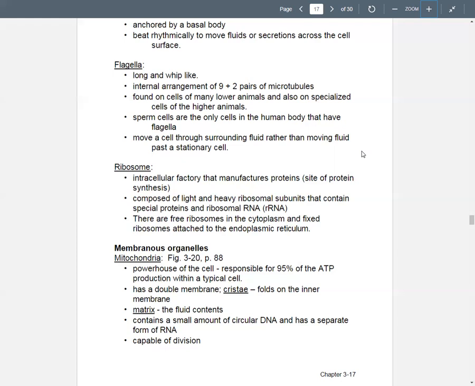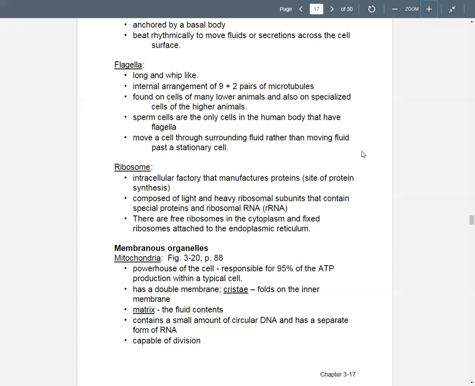So where do you see them? You see them as free ribosomes floating in the cytoplasm. You also see them as fixed ribosomes that are attached to the endoplasmic reticulum. When they're attached to the endoplasmic reticulum, that endoplasmic reticulum is considered rough, or rough ER.